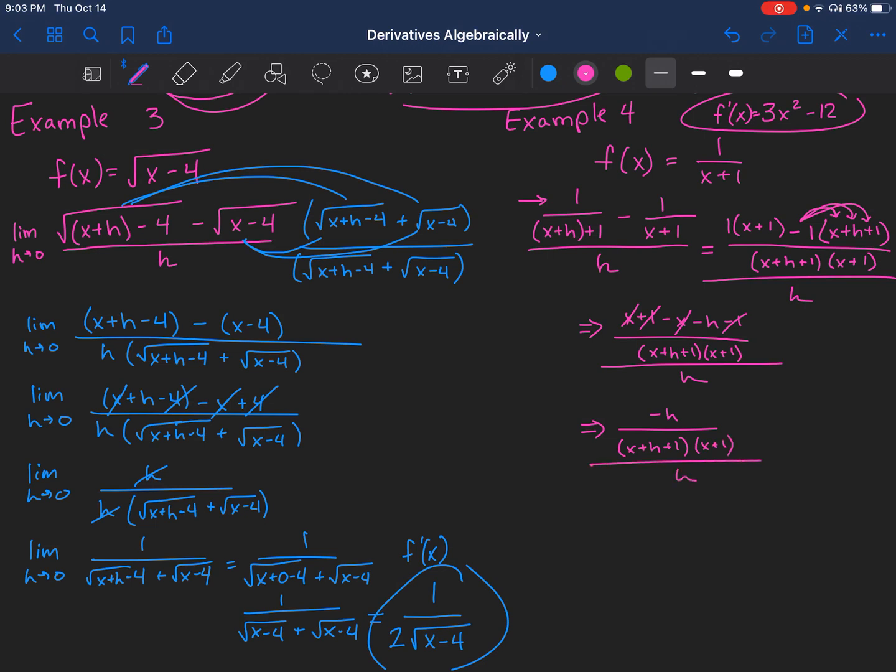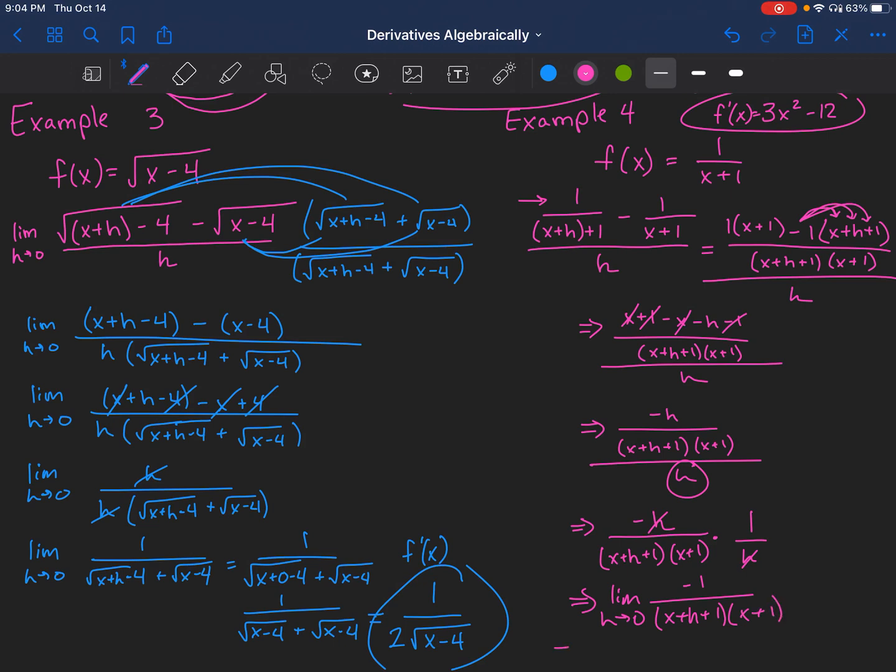all divided by h. Now, at this moment, I'm going to start thinking about multiplying by that reciprocal. Well, in this case, I'm going to multiply by the reciprocal of the h. The reciprocal of h is 1 over h. So I'm going to have a negative h over x plus h plus 1 times x plus 1 times 1 over h. These h's will cancel, but we'll still have a negative 1 on top. And then I need to remember to go back and do my limit as h goes to 0 of negative 1 over x plus h plus 1 times x plus 1.